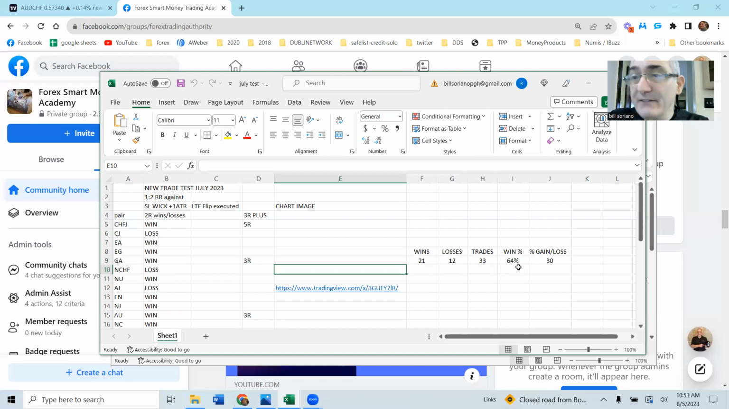Remember, you break even if you win just 33% of your trades. Our win rate in the month of July was almost double that. So the percentage gain on your account, had you taken all 33 trades, would have been 30%.